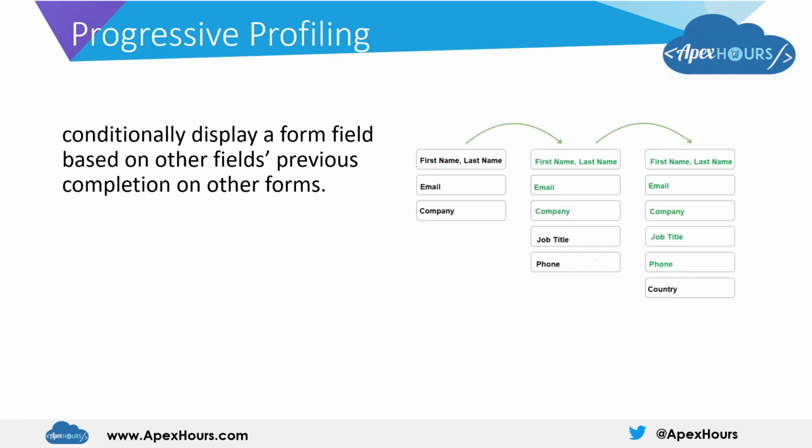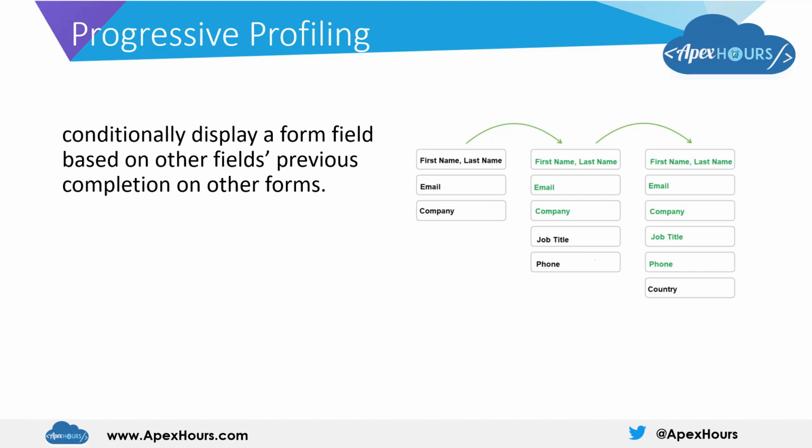Progressive profiling is a very, very important concept while designing Pardot forms. Progressive profiling allows you to conditionally display fields on the form based on the previous completion of other fields on forms. We can visualize this with this diagram.